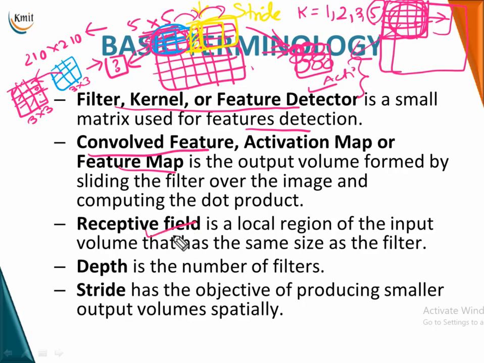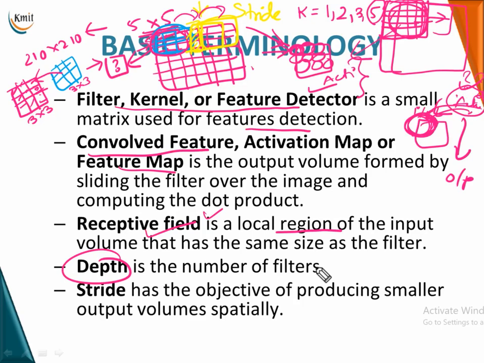Next is, what is this receptive field? I told you, it is a local region of your image. The image is nothing but your input data. You have an image, you put a filter over it, you convolve it, and you get an output. I hope the process is clear. The part of the image where you impose the kernel or filter is called a receptive field. It is a local region of the input volume which should be of the same size as the filter. It is also not mandatory to use only a single filter. You can use multiple filters, and how many filters you use at a time determines the depth. So depth is the number of filters.